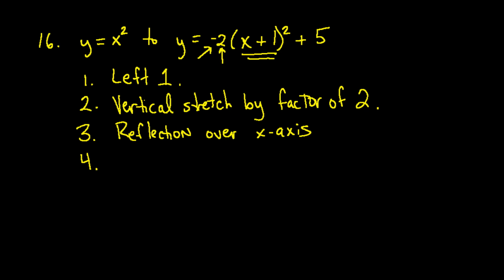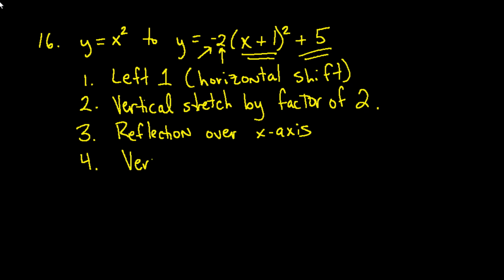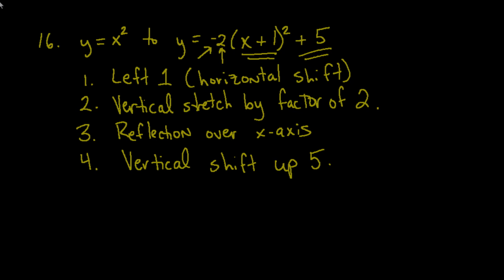Lastly, we have a vertical shift. The left 1 here was actually a horizontal shift, moving the graph to the left 1. This one here, the plus 5 at the end, is a vertical shift. Since it's a positive, we're going up 5. So that's the description of all 4 transformations that are happening in this function.